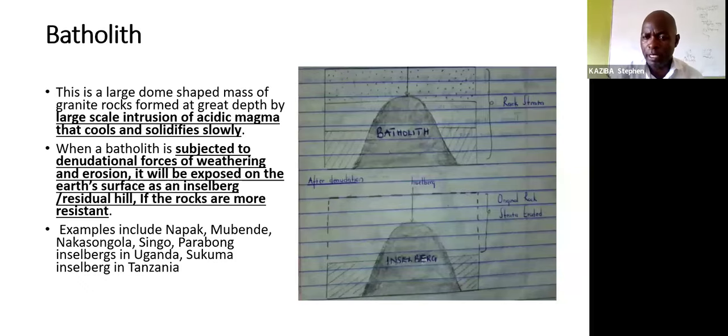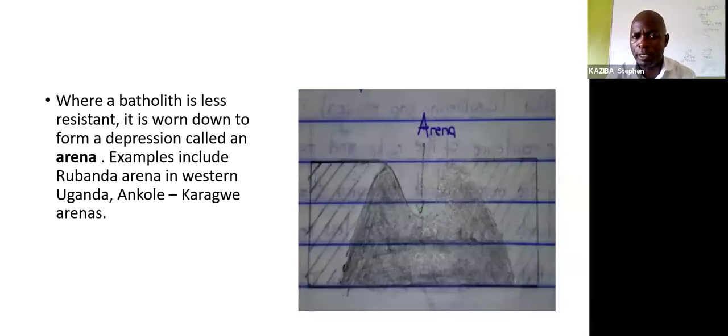Then tell us what happens when denudation takes place, when the layers are removed by weathering and erosion. So when the layers are removed, what happens? If it is made up of a hard resistant rock, it will come out as an inselberg, or these hills in Mubende, the hills you see in Mubende. Are you together? Then if it is made up of soft rocks, what happens? When it is exposed, it will form what we call an arena because the rocks are weak. So it will form a depression which we call an arena.